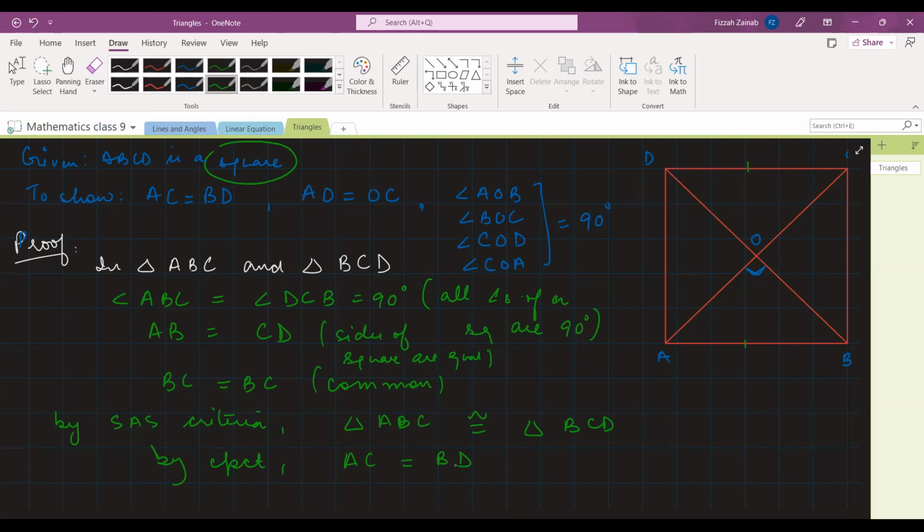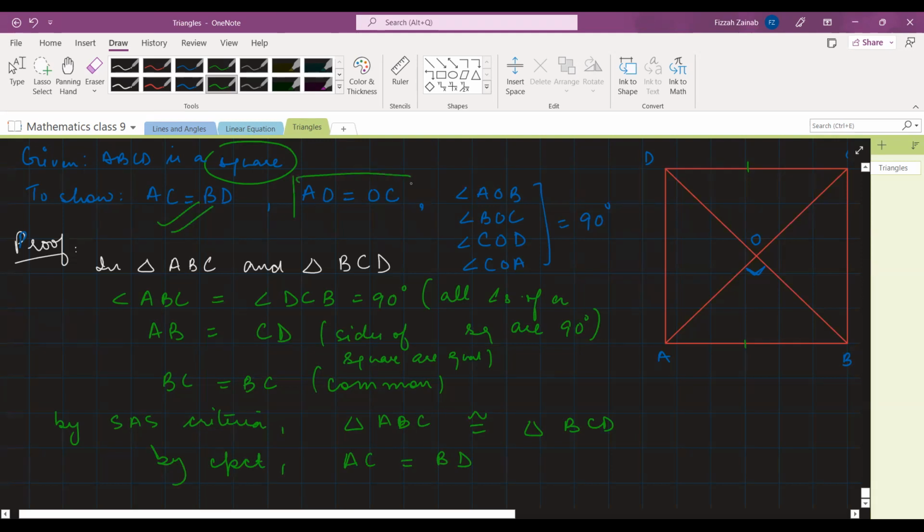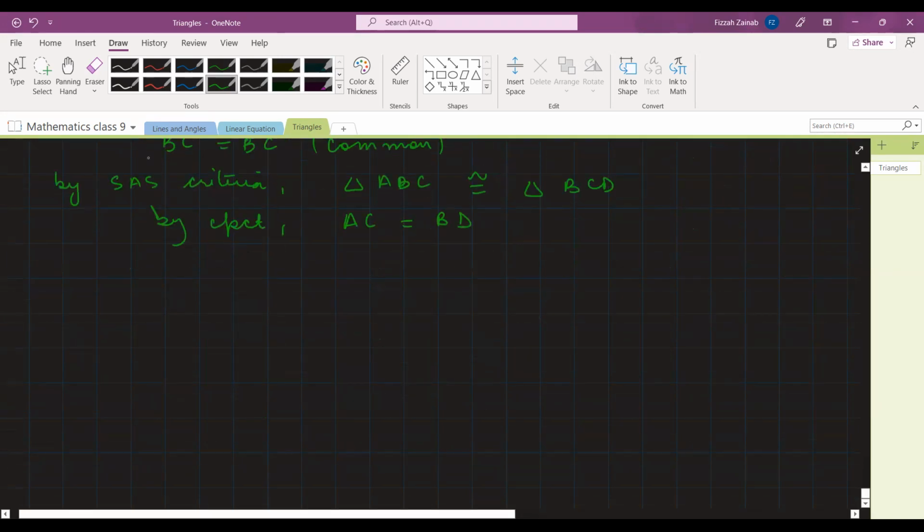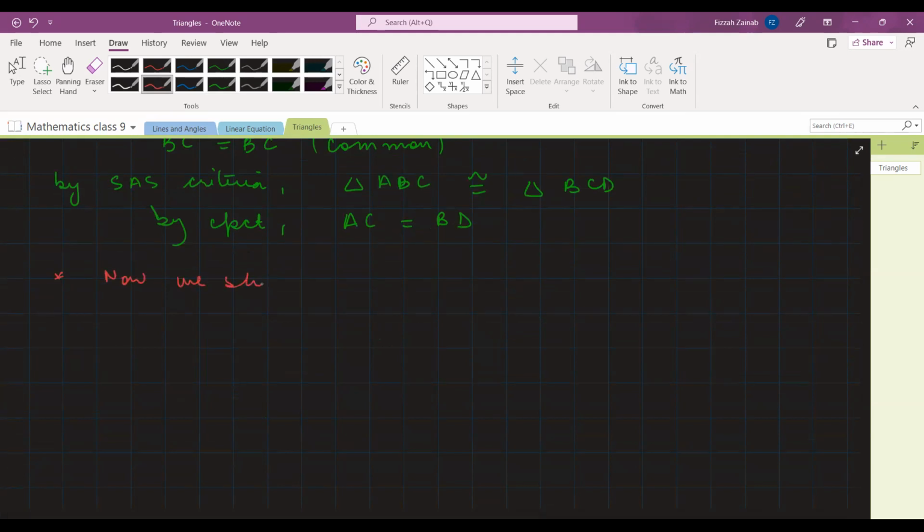Now we try to show that the diagonals bisect each other. So this condition we have shown. Now we will show that AO is equal to OC, and the other one also I have not written, BO is equal to OD. So this we have to show now. So you can write a line, and now we show that diagonals bisect each other. Just for your understanding, I'm writing. I'm just dividing the question into parts, right?